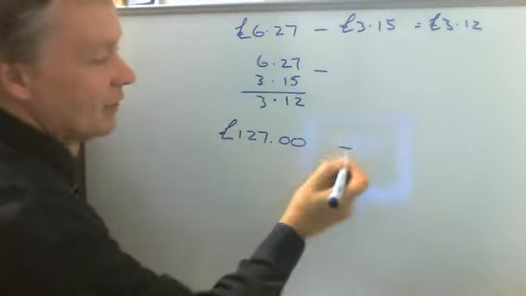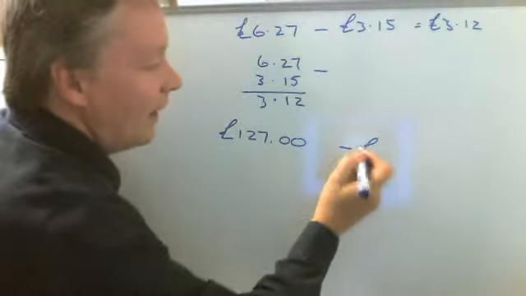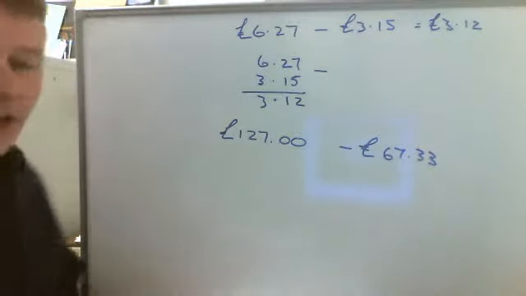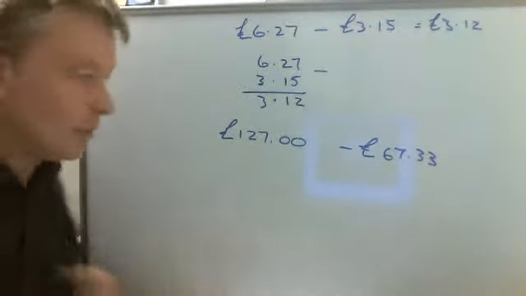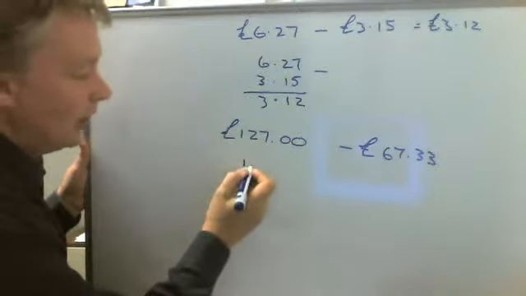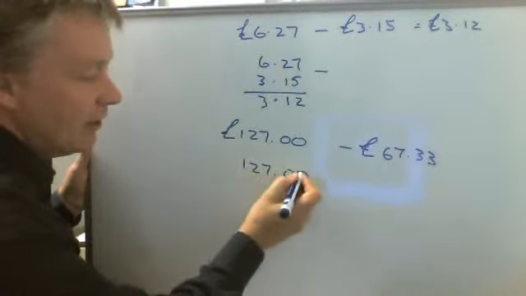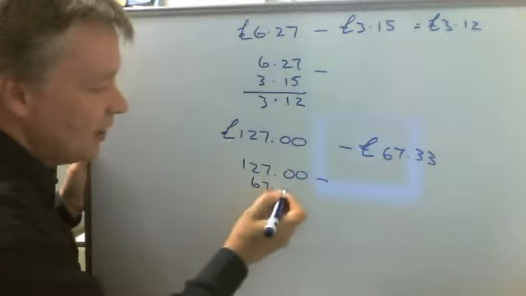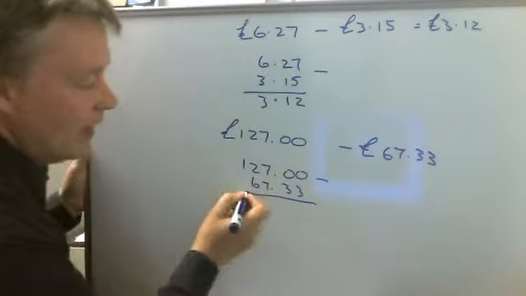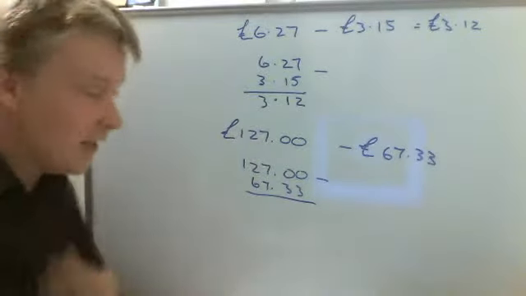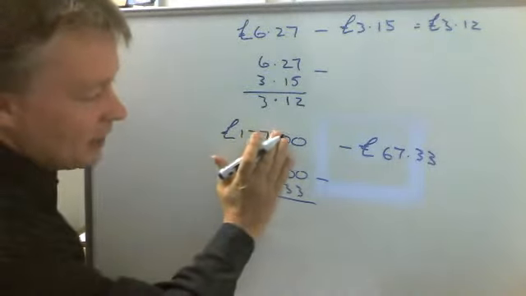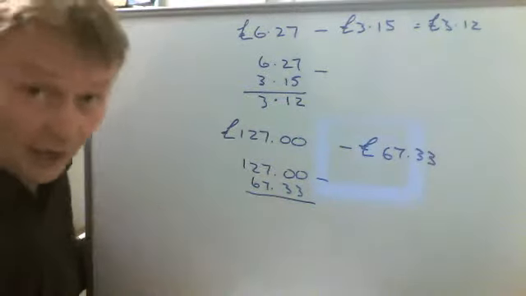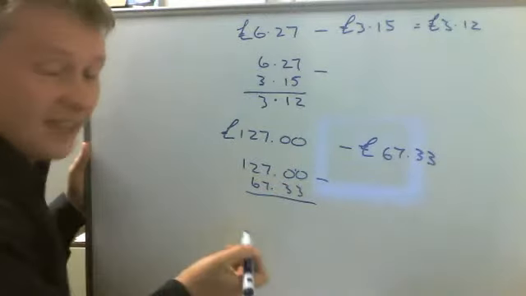£127 and we were taking away £67.33. Okay, well, we apply the same principles, so that becomes 127.00 take away 67.33. Okay, now the way I would do this is to say I've got 0, I've got to take away 3, so 0 take away 3 I can't do, so I'm going to make that 10.